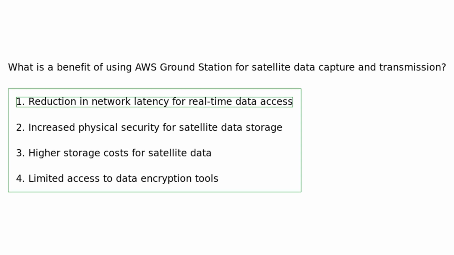One benefit of using AWS Ground Station for satellite data capture and transmission is the reduction in network latency, allowing customers to access satellite data in real time for immediate analysis and insights.